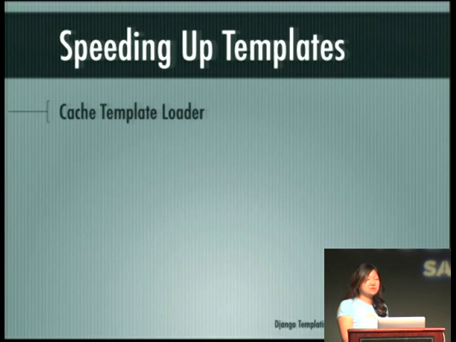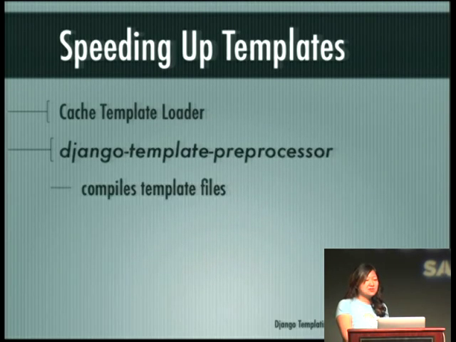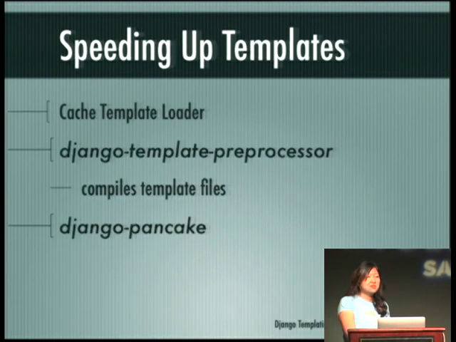So you can cache your template loaders. You should be caching everything anyways if you're running a high-performance website. There's a neat library, Django Template Preprocessor, which does a lot of preprocessing, compiles template files, makes things run faster. There's also this cool thing called Django Pancake that Adrian, one of the creators of Django, recently released.